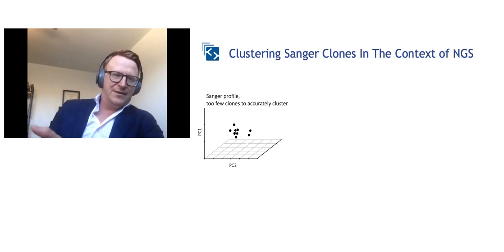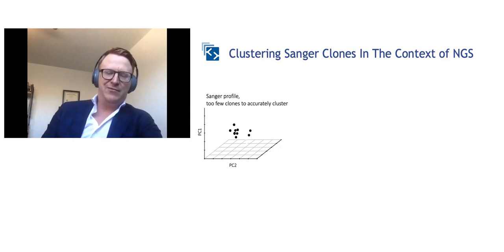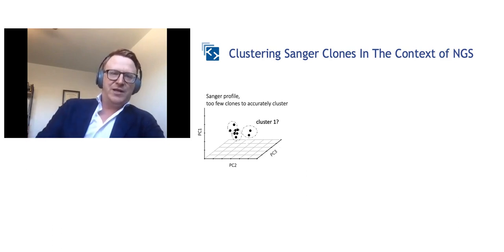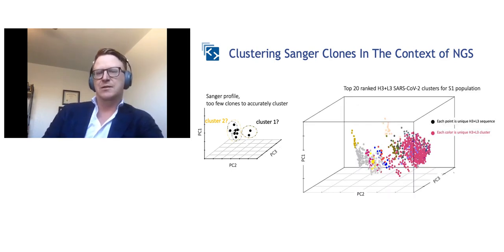With a Sanger profile, oftentimes if you only sample a few plates, you're just sampling too little to effectively cluster this. You don't have an idea of the broader context of the population and the underlying features that make up that population. So if you try to cluster, does this make up 3 clusters? Are there only 2 clusters here? It becomes fairly difficult to do.